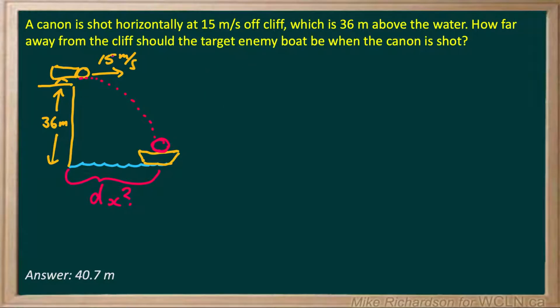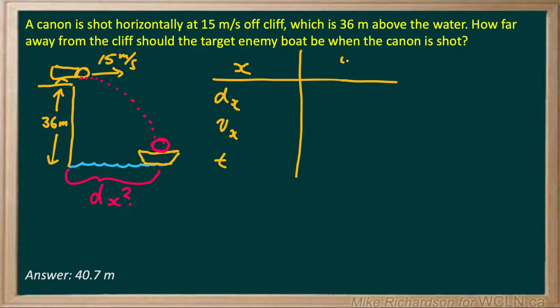So once again, we want to set this question up both horizontally and vertically. So here's my horizontal direction, which I always call the x. And in the x, there's only three variables: dx, vx, and time. And in the y, because we have accelerated motion, we need all five variables: v initial in the y, v final in the y, acceleration, time, displacement in the y. Now we can start populating our list with variables.